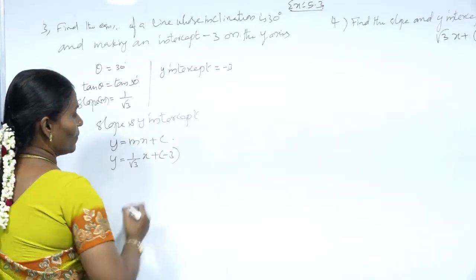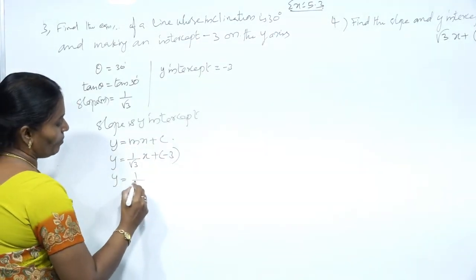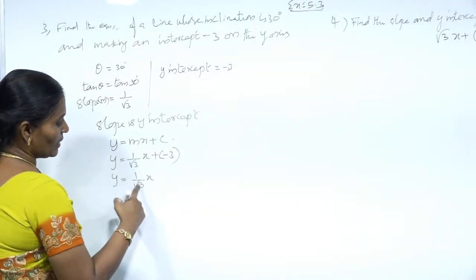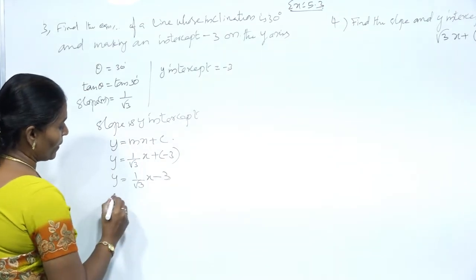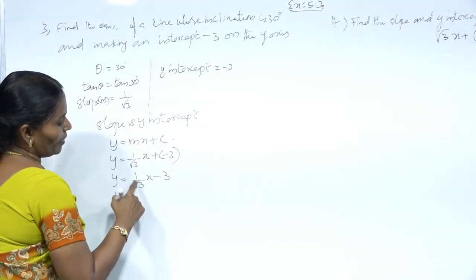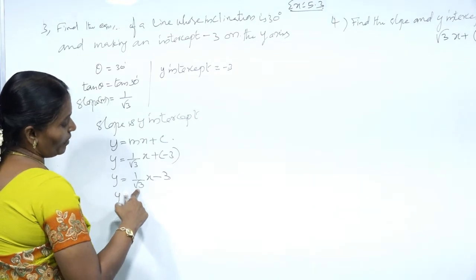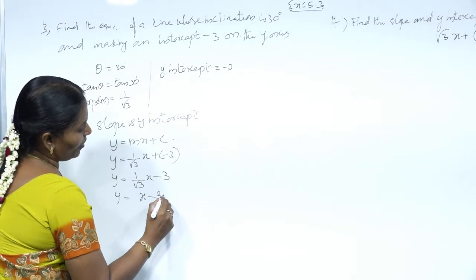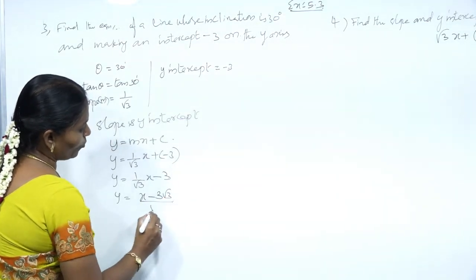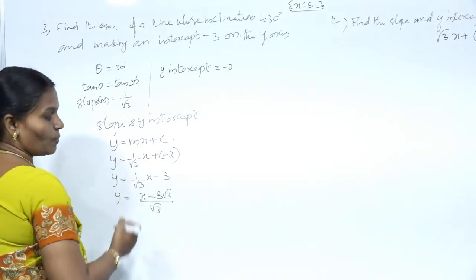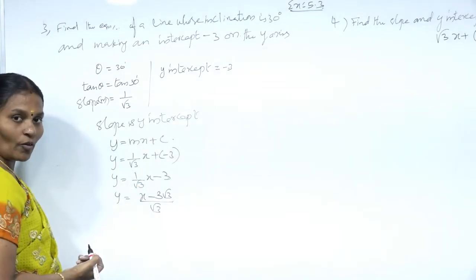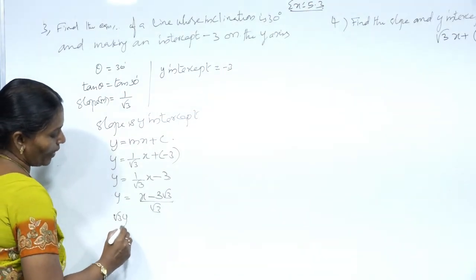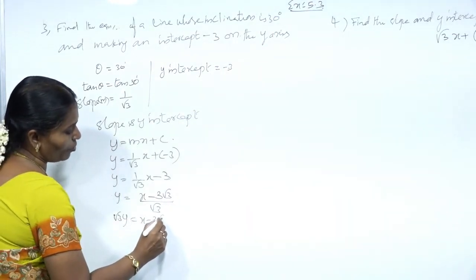So y is equal to 1 by root 3 x plus into minus, minus 3. Then y is equal to, here the denominator is only root 3. So we take the common denominator and get x minus 3 root 3 by root 3. Understand, children? Do the cross multiply, then we take common root 3. So now root 3 multiplied by y, root 3y, is equal to x minus 3 root 3.